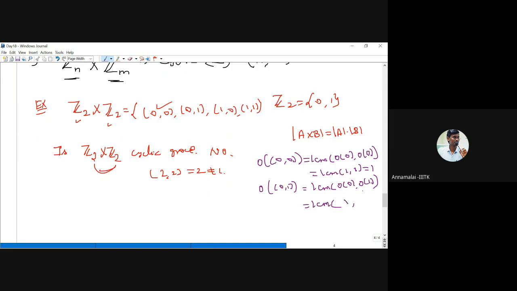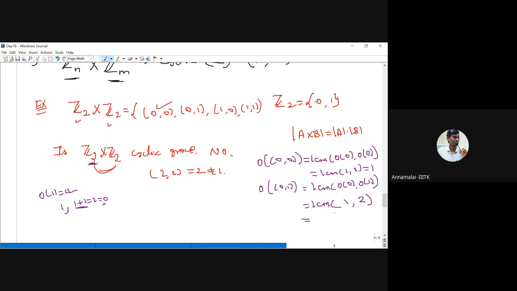What is the order of 1? The order of 1 is 2. Why? Because you can add 1 two times. If I take only 1 times 1, it is not 0, but 1 plus 1 is 2, and 2 is nothing but 0 modulo 2. Therefore, if you add 1 two times, you get 0. Therefore, the order of 1 is 2, because 0 is the identity element here.